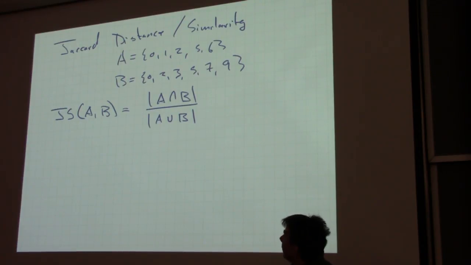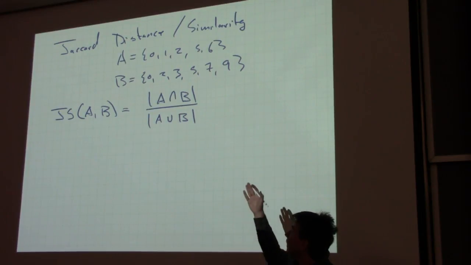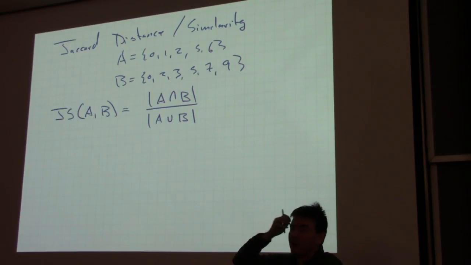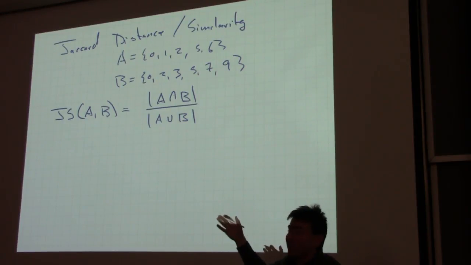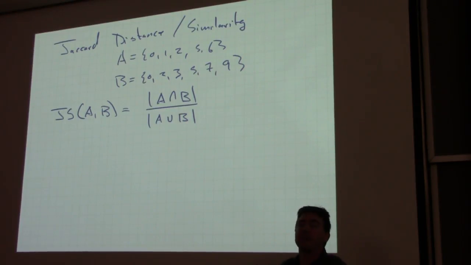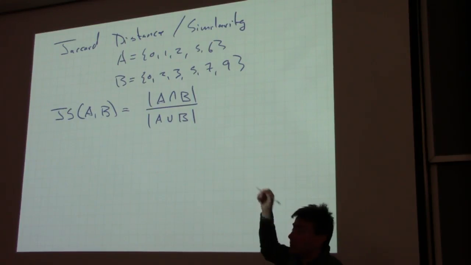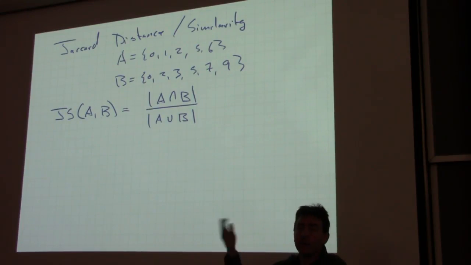This has to be because the intersection has to be smaller than the union, so I'm dividing through by something which is larger. The denominator is larger than the numerator, so it has to be less than 1. They are always positive, so it has to be greater than 0. As long as both sets are not empty, this is well defined. I'm not dividing by 0.